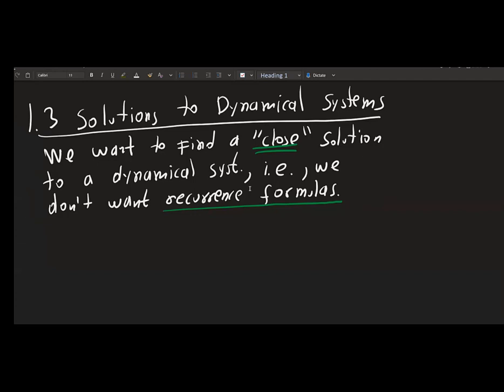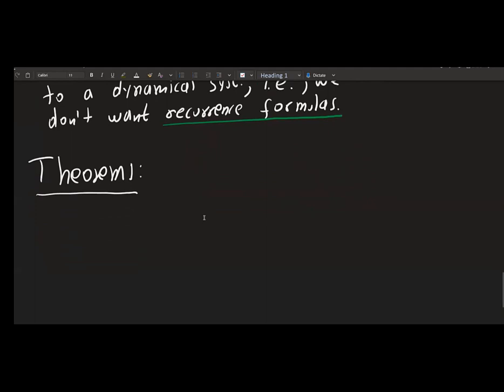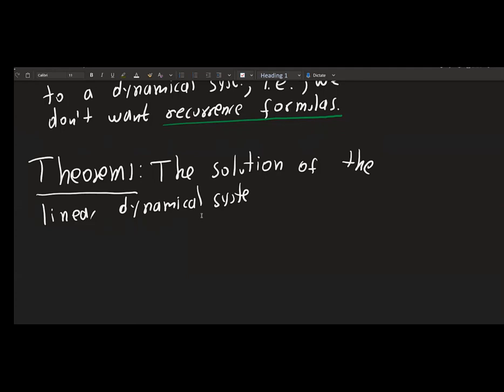And to do that, we're going to use this theorem here, which I'm going to call theorem number one. It's basically the solution of some dynamical system. So the solution of the linear dynamical system. This is a linear dynamical system because the recurrence formula is linear.